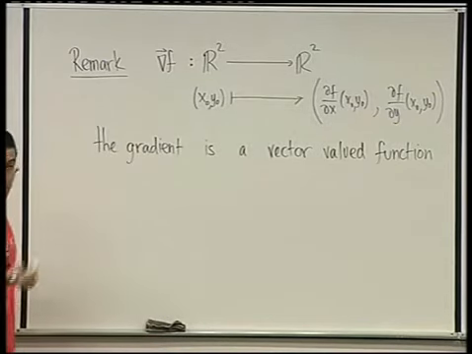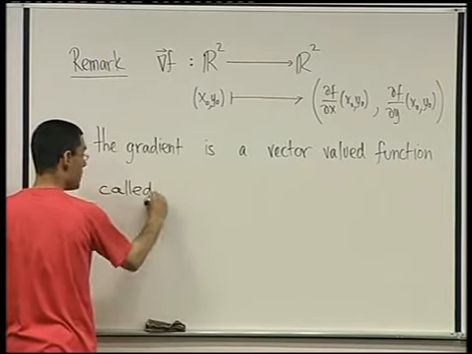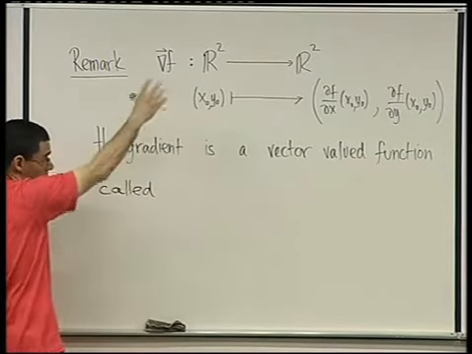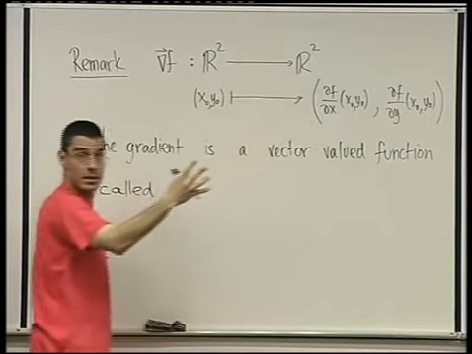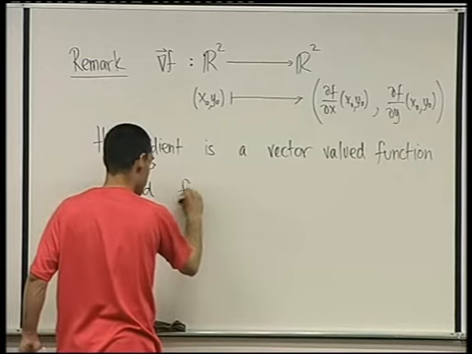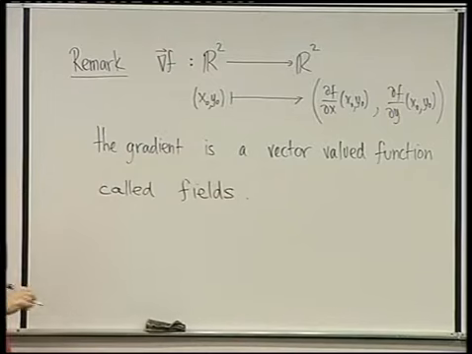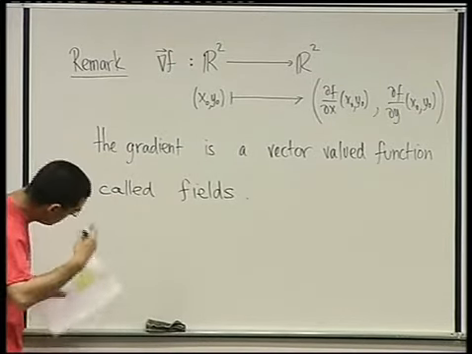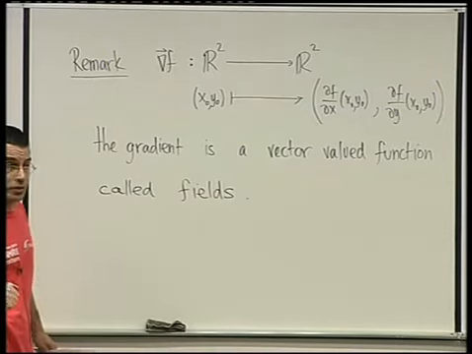So it's no longer a scalar function. And it's called, not just the gradient, all these functions from Rm to Rn in general, functions like these are called fields. That's what they're called. And why are they called fields? There's even a picturesque reason for these things being called fields.